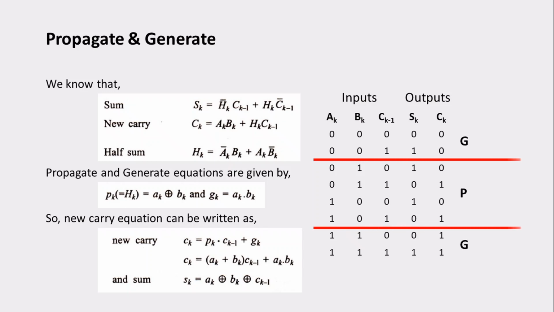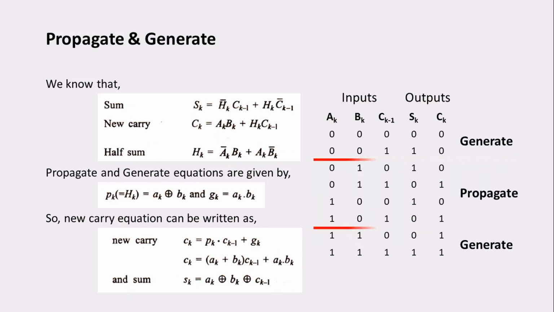We had said that the generate will happen only when our inputs, A and B, are the same. When A and B are the same, the carry will be generated based on the value of A and B, either logic 0 or logic 1. When A and B are logic 0, the carry generated will be logic 0. When A and B are 1, the carry generated will be logic 1.